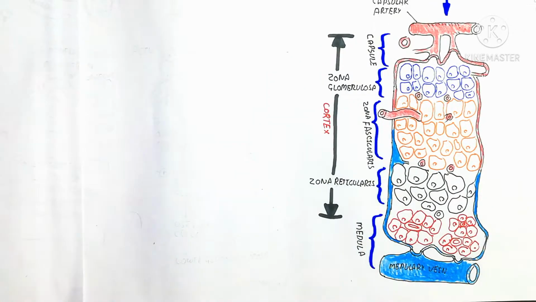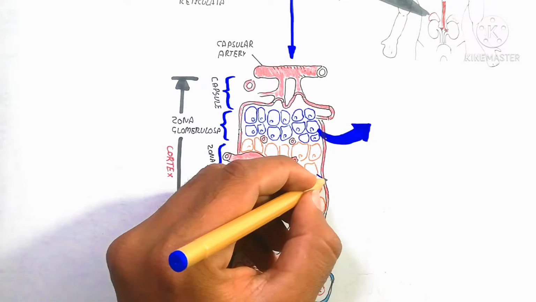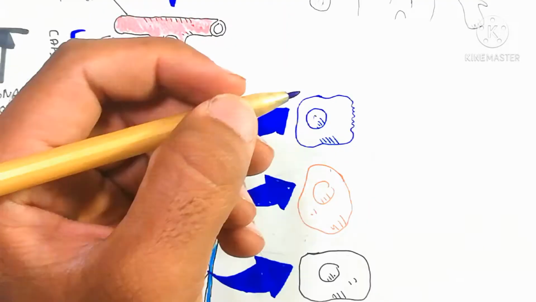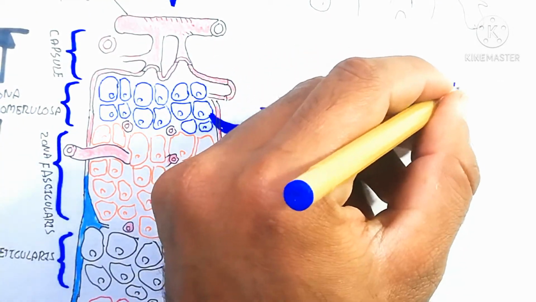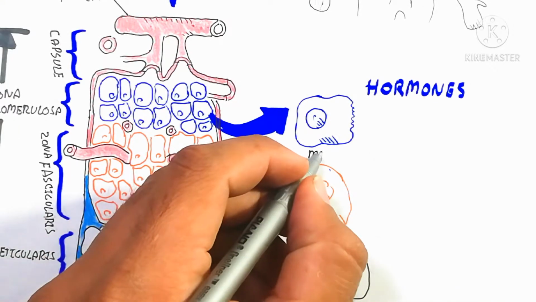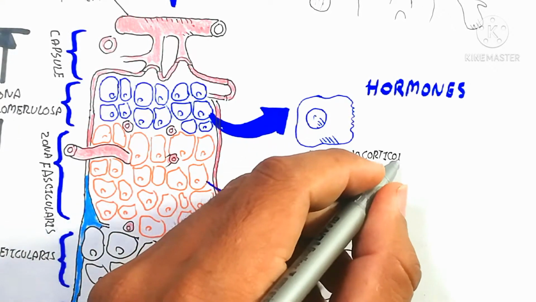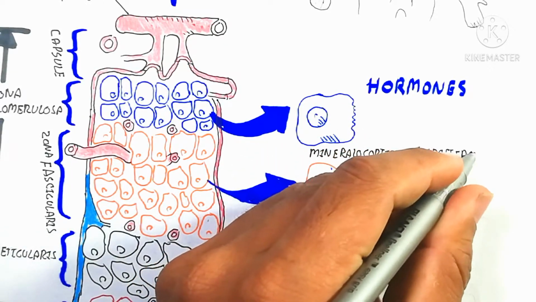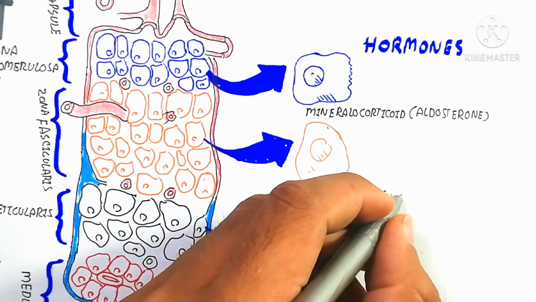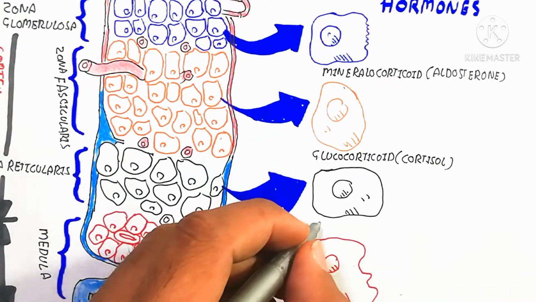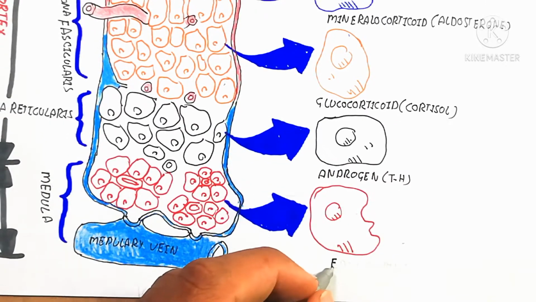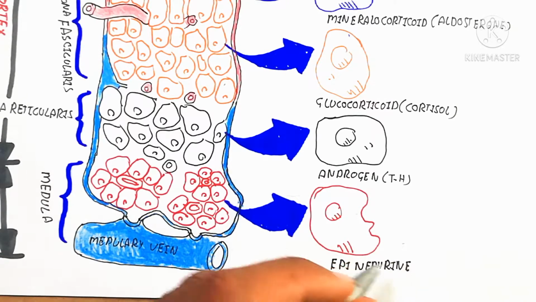So remember that. Here is the capsule, and here are the zona glomerulosa, the zona fasciculata and the zona reticularis, and here is the medulla and here is the cortex, which contain different types of cells in the form of tissue. The first is the zona glomerulosa, which contains glomerulocytes that produce the mineralocorticoid known as aldosterone. Aldosterone is used for the reabsorption of sodium and water into the blood. The reabsorption occurs in the nephron.